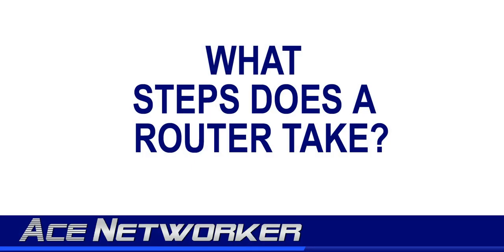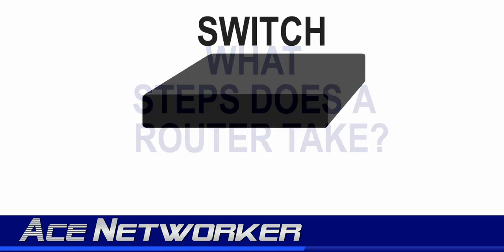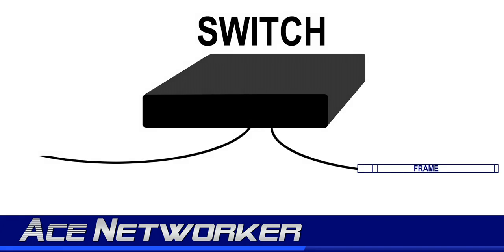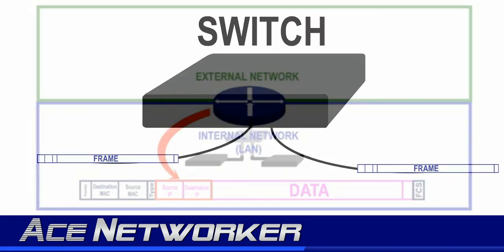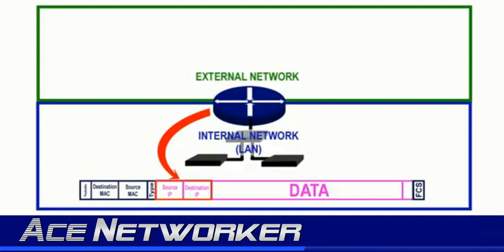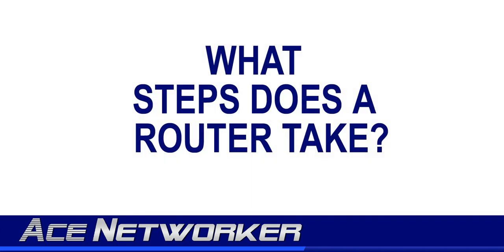So what are the steps a router takes when routing traffic on a computer network? We looked at switches and how they work using the frame headers, the source and destination MAC addresses. In the first video in the series, we looked at how a router actually passes traffic from one network or local area network, a LAN, to another network or LAN. But what are the exact steps that router goes through to make that happen? And how does a router know to do that?